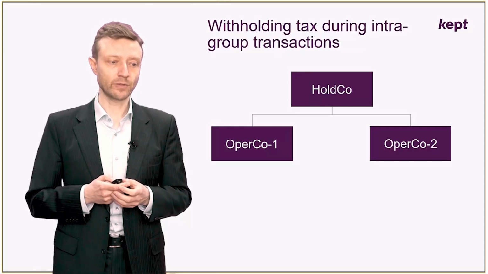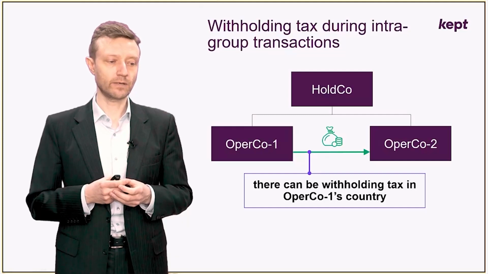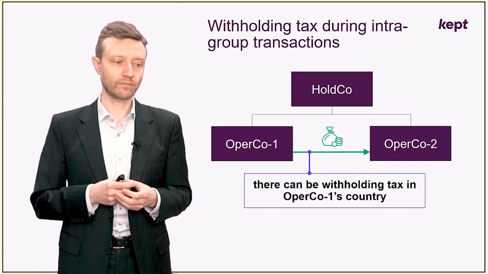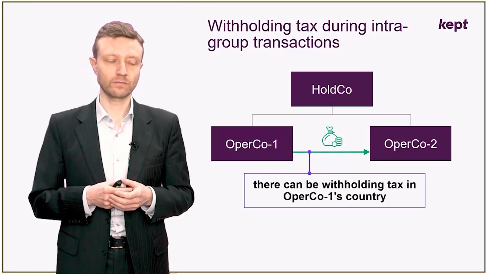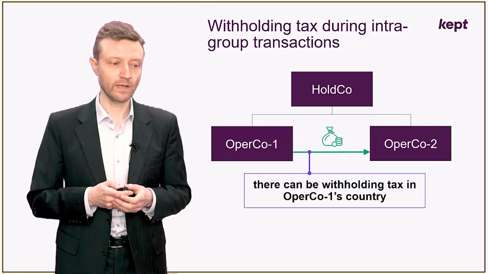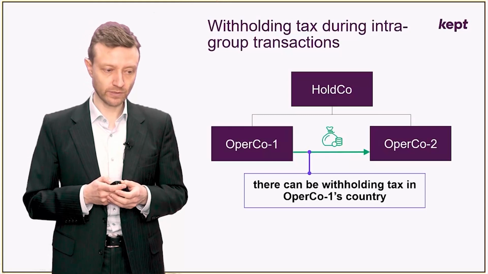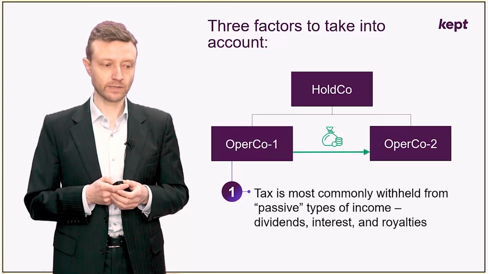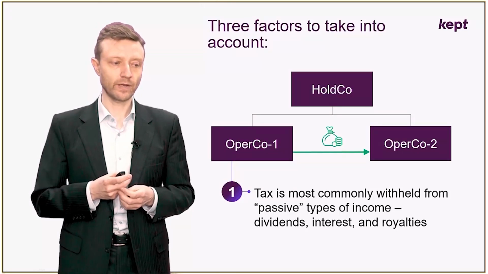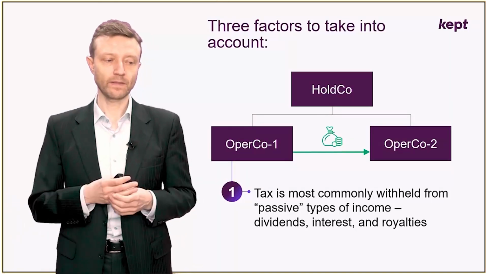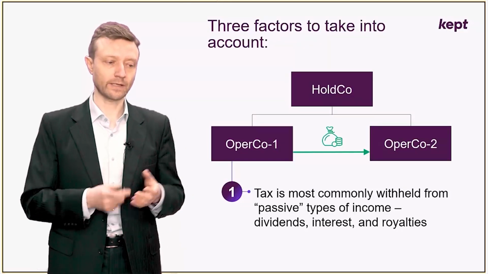Let's look at a simple structure where there is a holding company that owns two operating subsidiaries, and there is a payment from one operating subsidiary to the other, for example, royalties or payment for services. It's important that sometimes in some countries such payments may be subject to withholding tax. Withholding tax can be applied in the country where the operating company that pays income to another operating company is located.